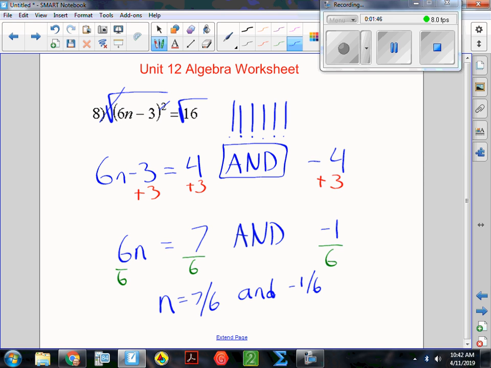So 7/6 is 1.16 repeating, 1.167, and negative 1/6 is negative 0.167, because it's 0.16 repeating.